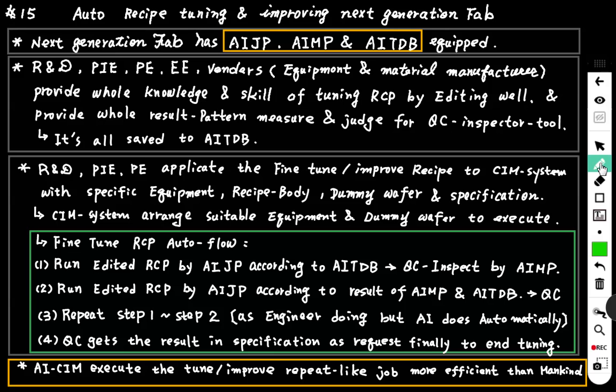Hello everyone, we're going to talk about auto recipe tuning and improving in the next generation fab. As we talked about in the last few lessons, we covered AIJP, AIMP and AITDB. The next generation fab has these AI system equipment.